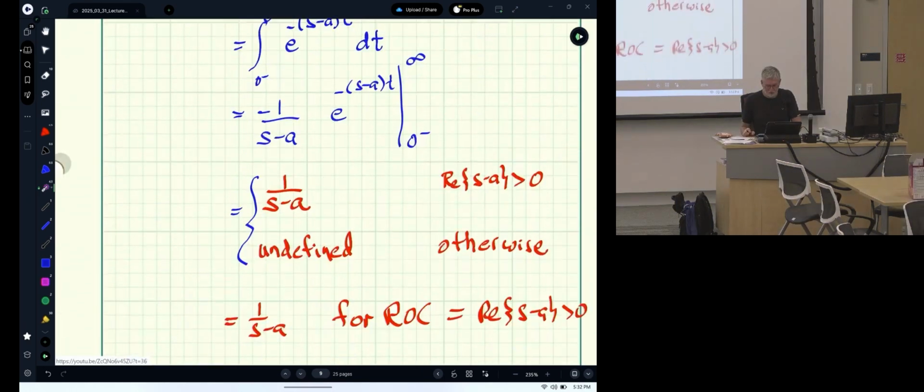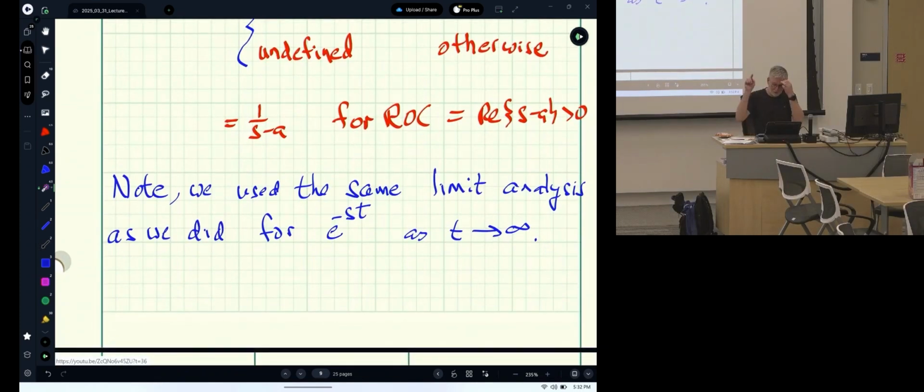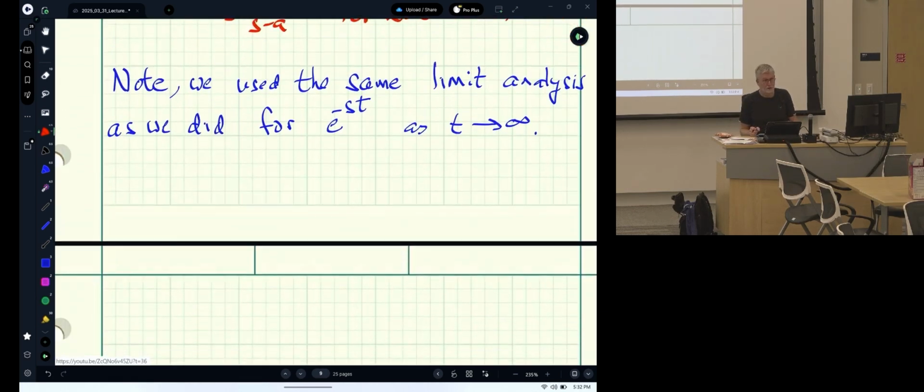Okay, so the Laplace transform of a unit step is just 1 over s. That's very easy. And the Laplace transform of e to the at times a unit step is 1 over s minus a. And we use the limit analysis to arrive at that.